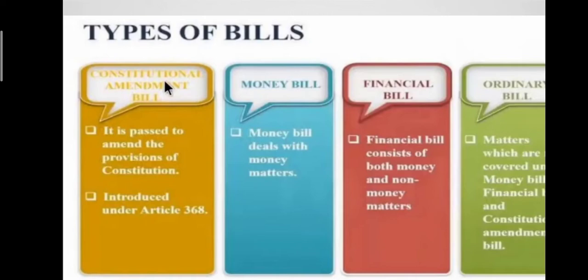Second is the money bill. A money bill deals with money matters. Third is the financial bill. A financial bill consists of both money and non-money matters. Fourth is the ordinary bill, which covers matters other than those under the money bill, financial bill, and constitutional amendment bill.